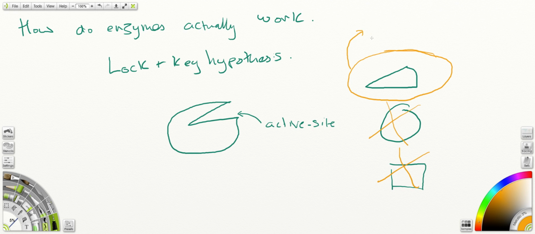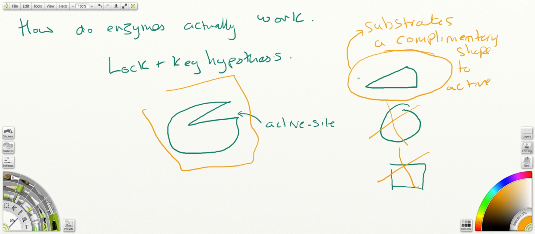Now, there's specific wording that you need to know about this. This substrate has a complementary shape to the active site of the enzyme. You can't say it's the same, because if it was the same, it'd look exactly like this. It doesn't look anything like that. It's complementary in shape, so it can fit into that active site. So that's what the lock and key hypothesis is: every enzyme has a specifically shaped active site, and only a specific substrate with a complementary shape can fit into the active site of an enzyme. So that's lock and key hypothesis done.